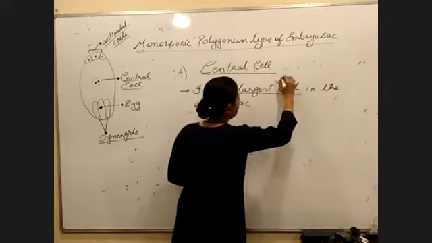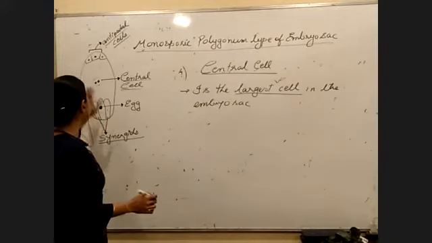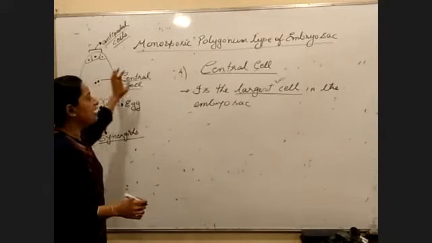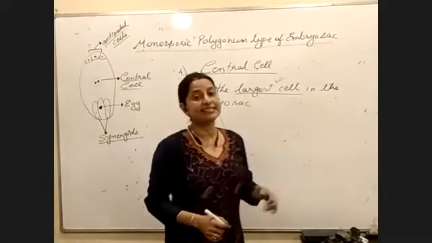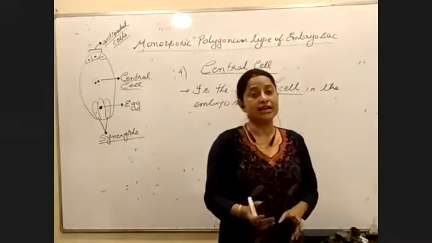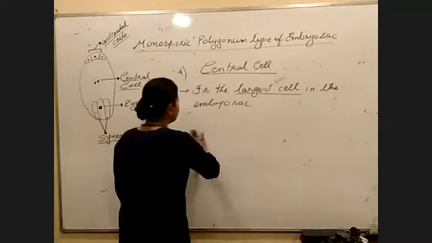So you need to remember this. In this structure, this is totally the embryo sac. In this embryo sac, the largest cell is supposed to be the central cell. So the question that is asked is which cell is considered the largest cell of the embryo sac? The central cell is the largest cell of the embryo sac.